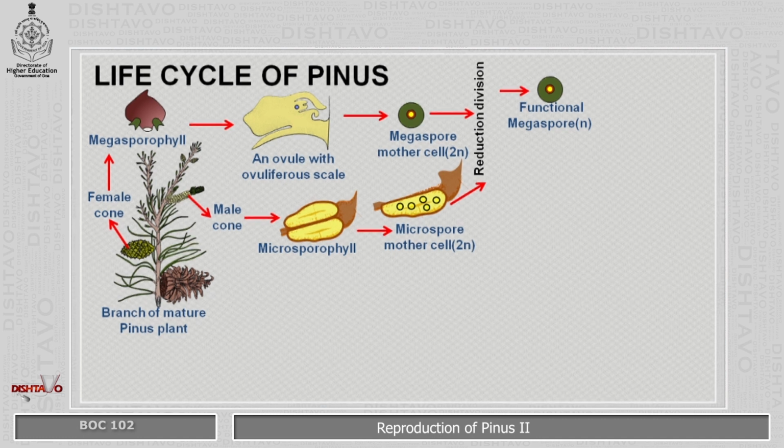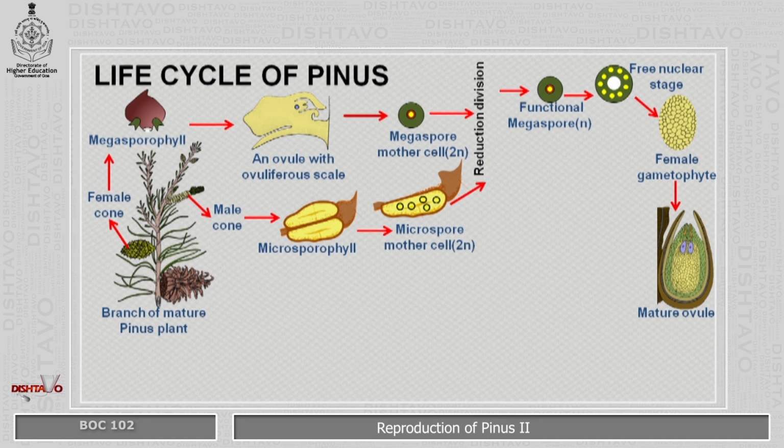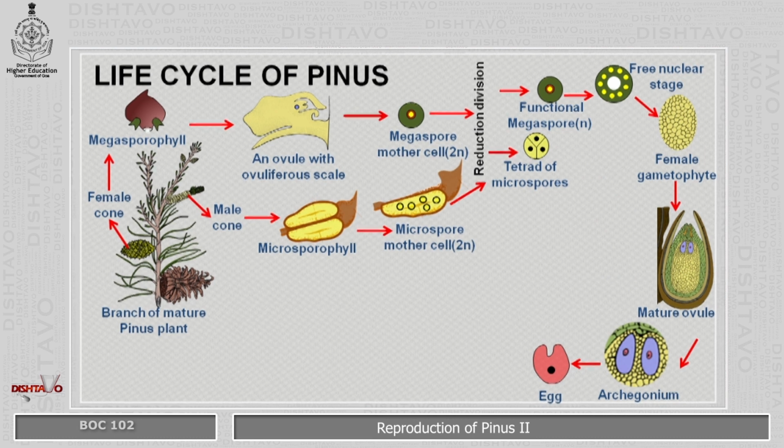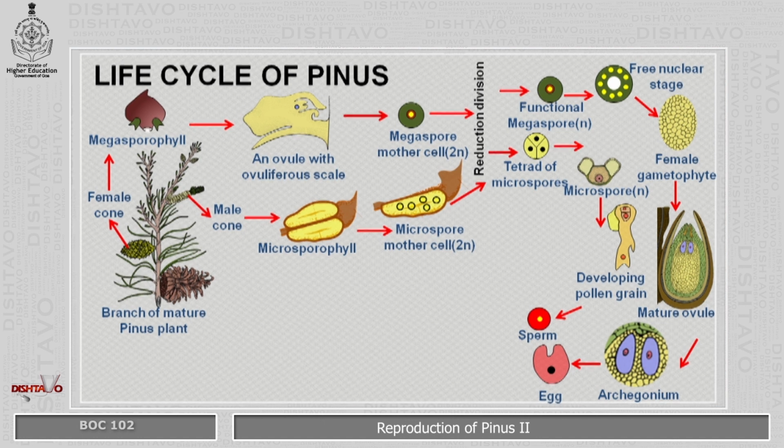The first one, the functional megaspore, will give rise to free nuclear stages and then cellular stages to form the female gametophyte, which is the mature ovule. Within that ovule, the archegonium is present, and within the archegonia, the egg is developed. Microspore: a tetrad of microspores is formed, which will lead to the formation of mature microspores, which will develop into the pollen tube. Within the pollen tube, sperm cells are generated. These sperm cells and the egg cell will fertilize together to develop the zygote.